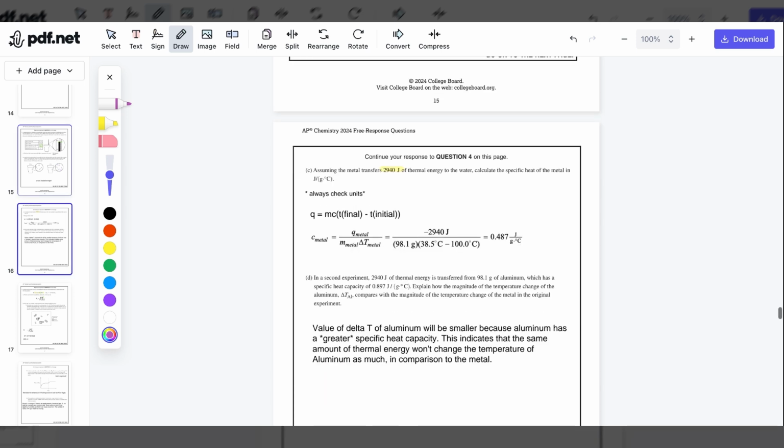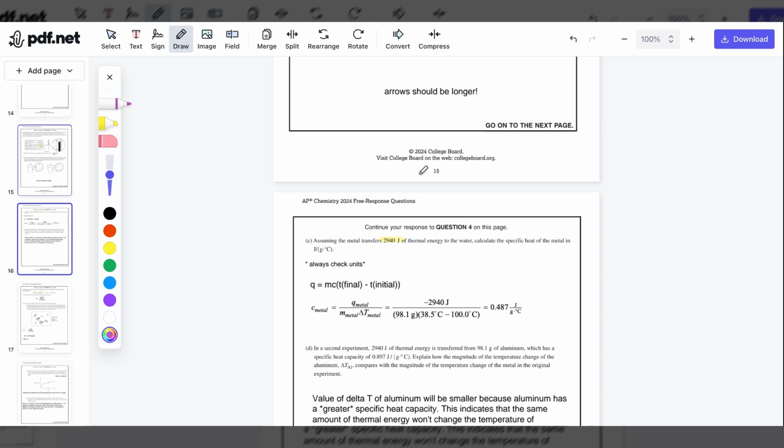Letter C. Assuming that the metal transfers 2,940 joules of thermal energy to the water, calculate the specific heat of the metal in joules over grams times degrees Celsius. Okay, they were nice. They said they did it in units of joules, but they don't always do that. So just always keep an eye out because if they give you kilojoules, make sure you convert it back. That way it will cancel out with the joules over here. I couldn't get the delta symbol to type out for some reason.